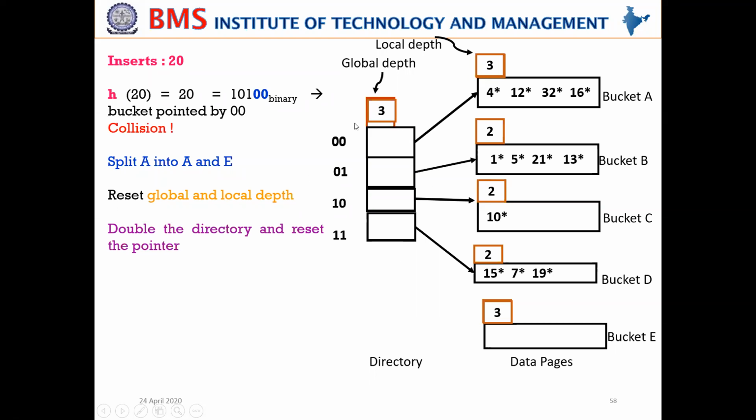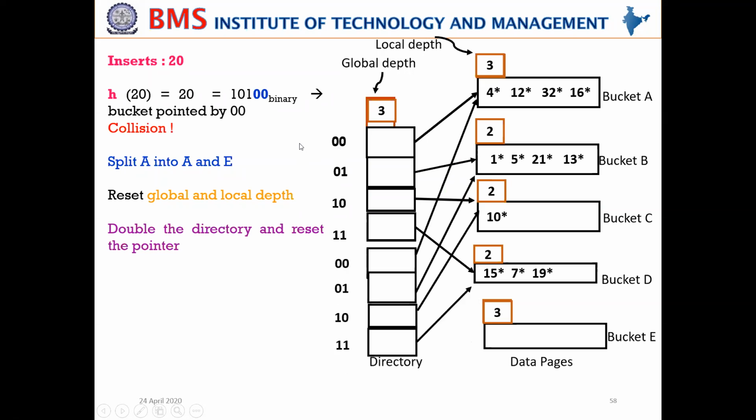Whatever is there in the directory here, the same thing I'm going to copy. This is how I'm going to double the directory, and the pointers are also pointing to the same buckets as your earlier directory was pointing to. Okay, so after doubling the size of the directory, what should I do? Add 1 bit to the left of this particular directory, because now I'm supposed to use a 3-bit address.